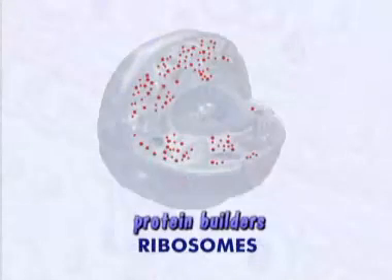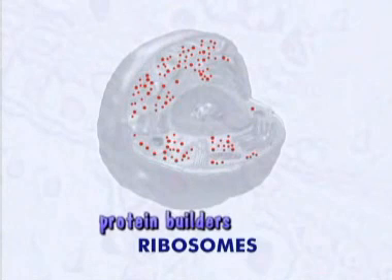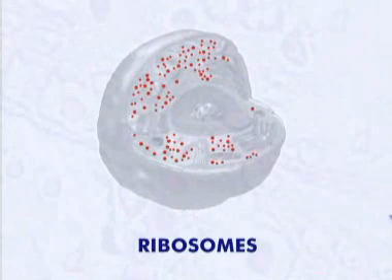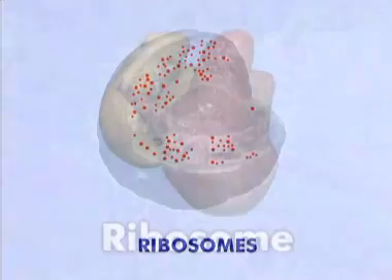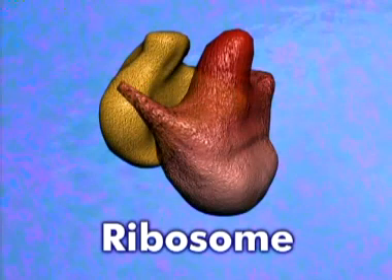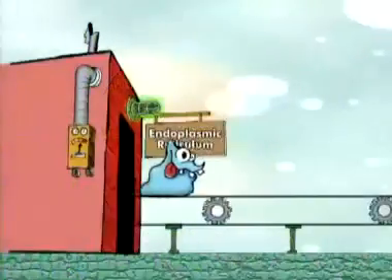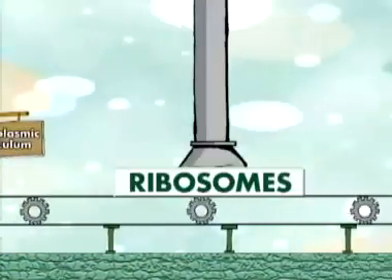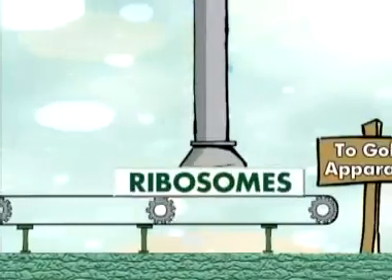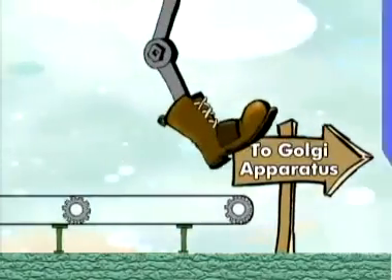Ribosomes are the protein builders of the cell. They can be found floating in the cytoplasm or attached to the endoplasmic reticulum. They read the RNA instructions that come from the nucleus and build the needed protein. Once built, the protein continues through the endoplasmic reticulum, where it is packaged and sent to the Golgi apparatus.